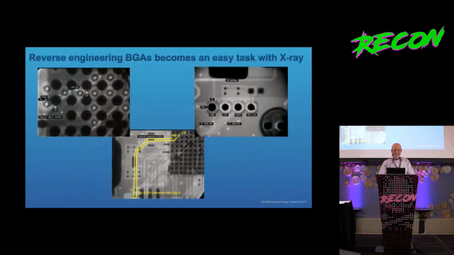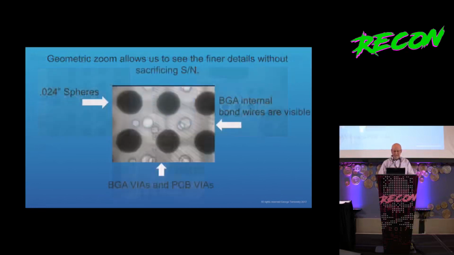All right. So reverse engineering becomes very, very easy with this, and this is another case where we had to find data lines so we could talk to this, verify them. We knew exactly where they were once we X-rayed, which was really great. Okay, so the spheres are 24 thousandths of an inch. You can see, again, everything's clear.